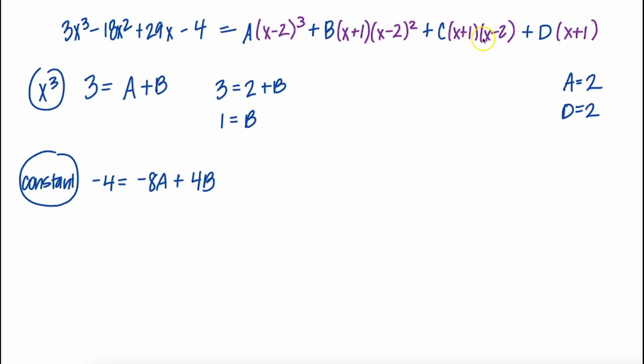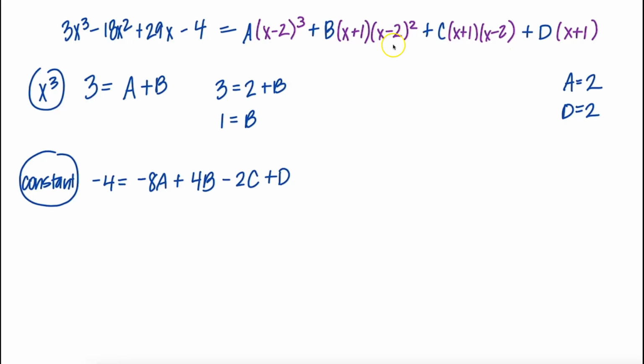Now, from this one here, it's a lot easier to think about. If I distribute, the last terms form the constant. 1 times -2 is -2 times c. So -2c is the next part of that equation. And then finally here, even easier, I have dx plus d. So the only one that doesn't involve x is going to be plus d.